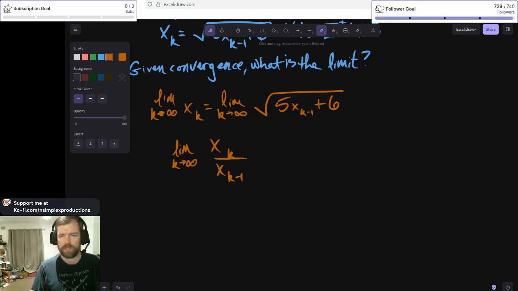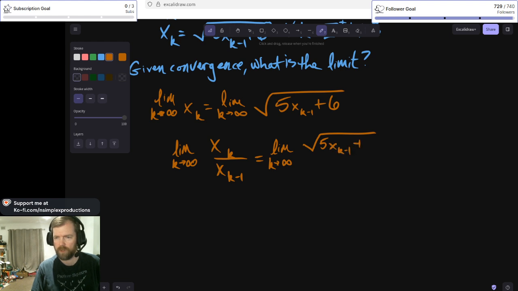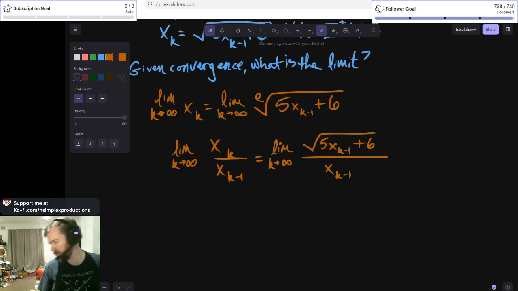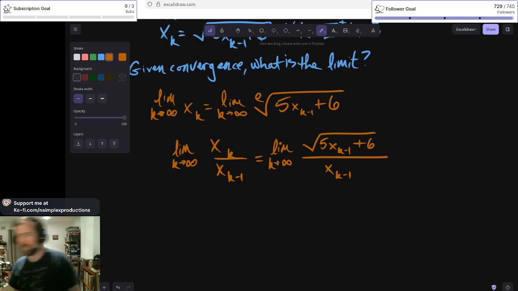So one of the ways we could set this up is as a limit as k goes to infinity of the thing we just had, the square root of 5 x sub k minus 1 plus 6 all over x sub k minus 1. Sorry, that's the eth root, I think. Oh no, is this just square root? This is just a square root, this one.